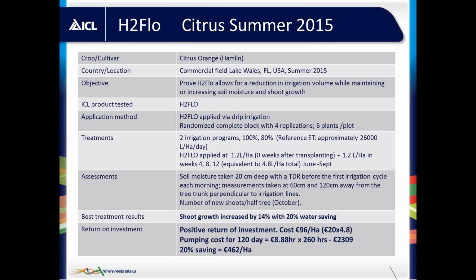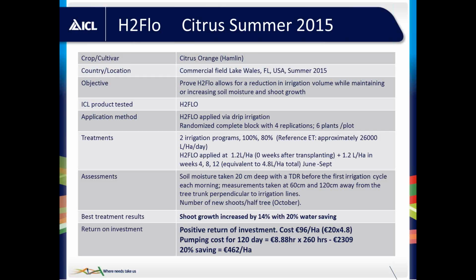And the objective again was to show that we could reduce the irrigation volume, and increase the soil moisture and shoot growth in this case. The H2Flo was applied via the drip irrigation. Again, there were 2 irrigation programs, this time 100% and 80%. And the H2Flo was applied at a very similar rate: 1.2 litres per hectare at the start, and then 1.2 litres per hectare at 4, 8 and 12 weeks. So there was an equivalent of 4.8 litres applied, over a period from June to September.